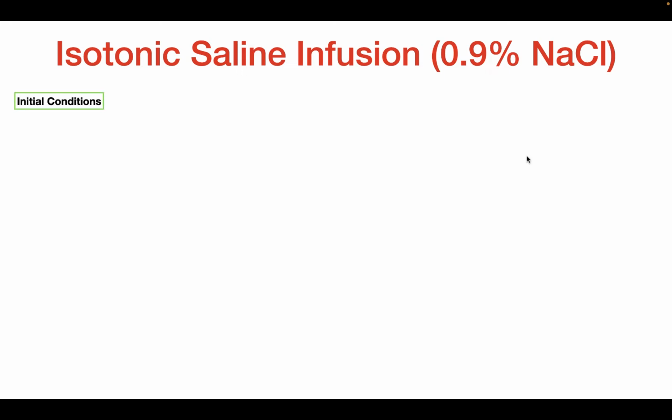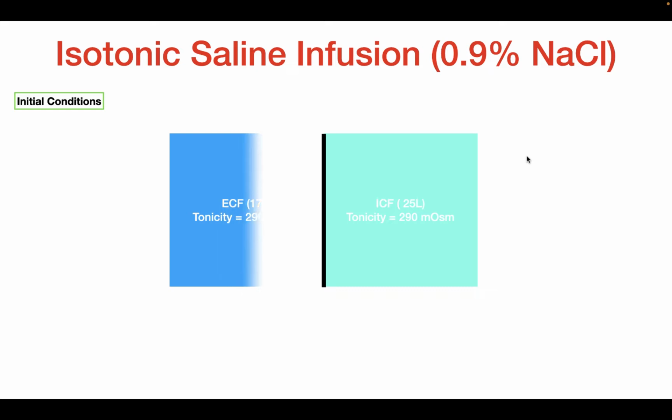In order to understand how an isotonic saline infusion would affect the ECF and ICF, let's just say we have this system. In this system, we have 2 compartments. The first is the ICF, and the ICF is going to be 25 liters, and the tonicity is going to be 290 milliosmoles. The ECF is going to be 17 liters, and the tonicity is 290 milliosmoles. So these are the initial conditions. And dividing these 2 layers is a semi-permeable membrane that is going to be permeable to water, so water can pass between the 2 compartments.